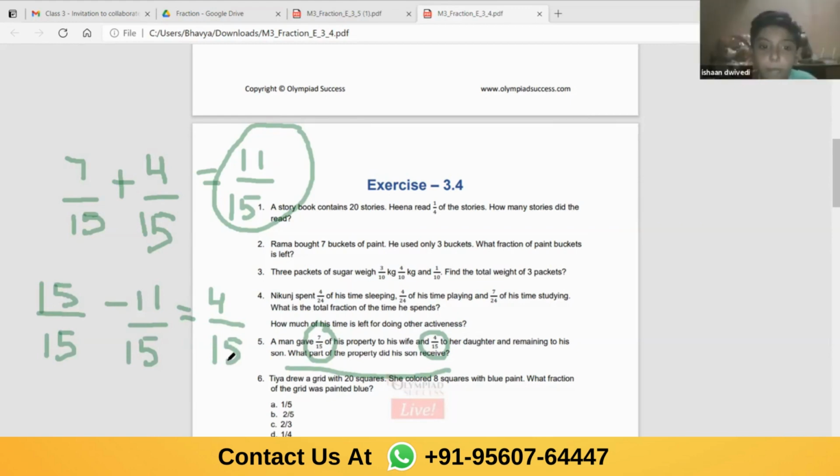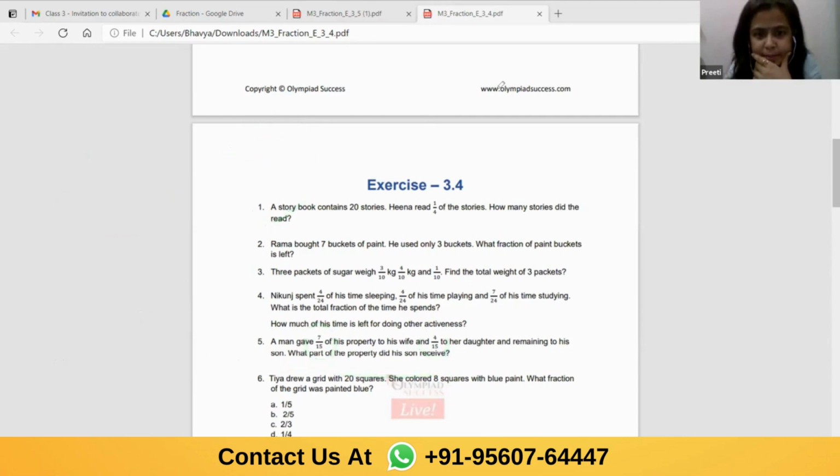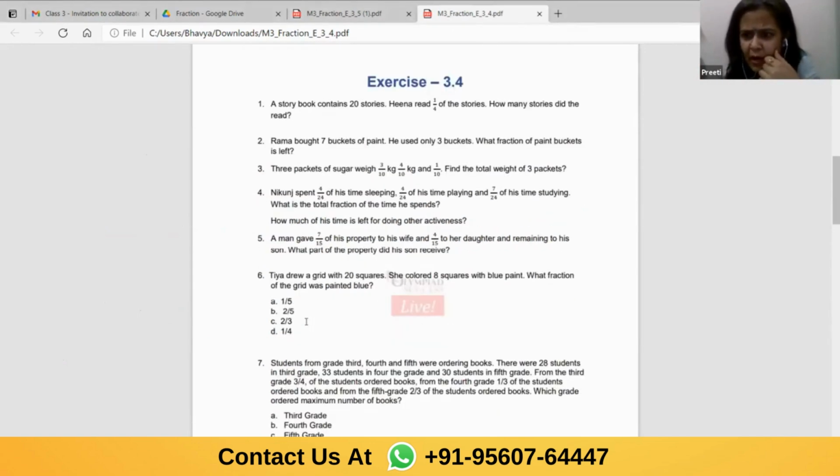Yes, ma'am. Okay, great. Now, Rebanta, next question you can answer. Ma'am, 12 upon 20. Not like this, na. You will have to make me understand like I make you understand. Tia drew a grid of 20 squares. She colored 8 squares with the blue paint. So what fraction of the grid was painted blue?